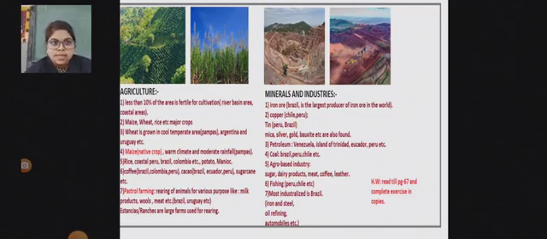So agriculture is done. Let's move on to the next one, minerals and industries. South America is quite rich in minerals. We already learned a moment back.